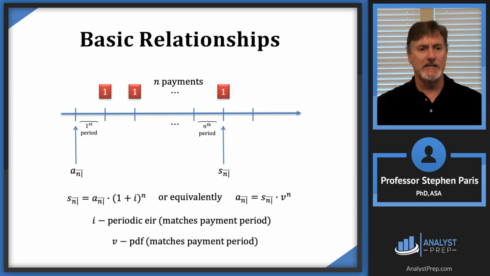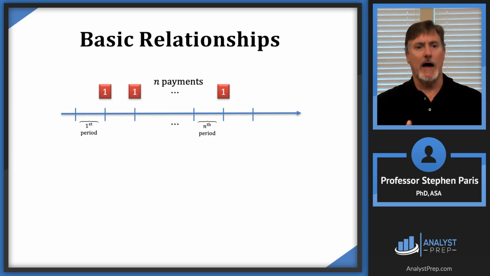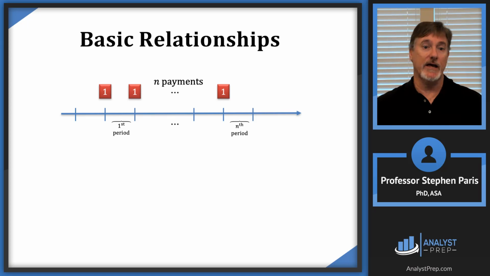Okay, last comment: I was showing you relationships between the A and the S based on the first and the last period being here. What if the first and the last periods were shifted so that now I'm viewing this annuity as an annuity due? You see, the first payment is at the beginning of the first period. The last payment is at the beginning of the last period. Payments are at the beginning of the period. Now I'm viewing these annuities as an annuity due.